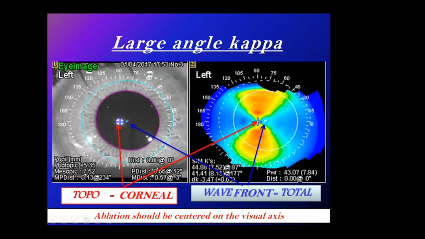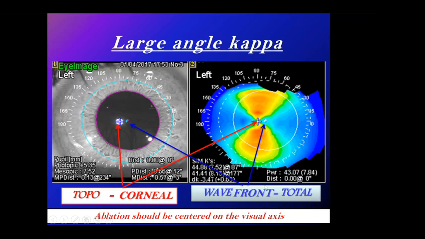Now, what about the visual axis? What's the difference between visual axis and pupillary axis? When you take the picture of the patient, you ask the patient to look at the center of your machine, so you are depending on the visual axis. Your topography is centered on this cross on the visual axis. It has nothing to do with the center of the pupil. So if you are going to treat, you have to treat on the visual axis, not on the center of the pupil.